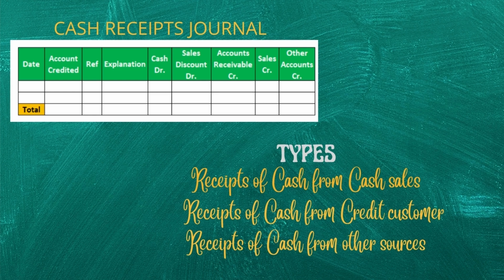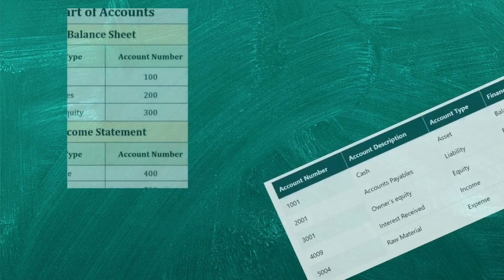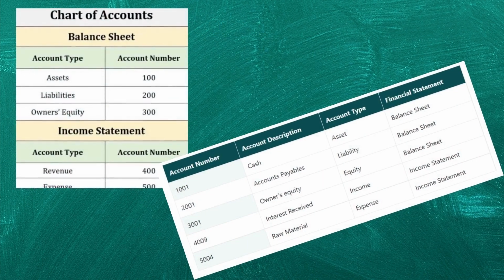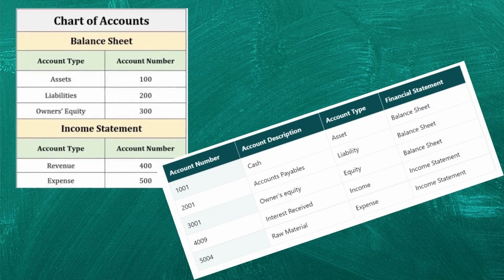Then, receipts of cash from credit customers are all cash subsequently collected after making credit sales to the customer, on a customer basis, within the credit period. And lastly, the receipt of cash from other sources. It means all other sources of cash, such as bank interest, maturity of investment, sale of non-inventory assets, and sale of fixed assets.